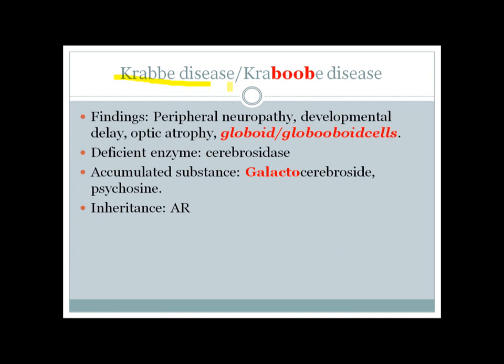Krabbe disease, another disease, and you can write it not like Krabbe disease, you can write it like Kraboob disease. So in case of Kraboob disease, the findings are peripheral neuropathy, developmental delay, optic atrophy, and very importantly globoid cells. So the globoid cells, you can write it in another way, globoid cell. So boob, you see boob inside the globoid. So in case of Kraboob disease, you get globoid cells.